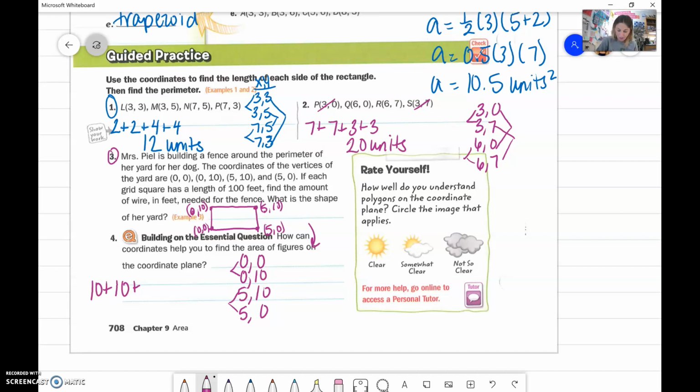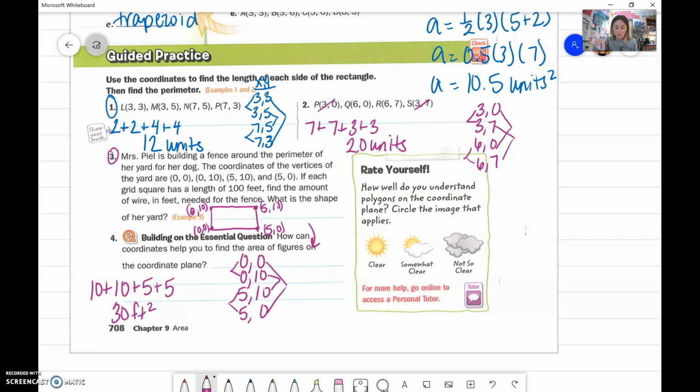The next one, I'm going to take a look at my y coordinates, 0, 0. So 5 minus 0 is 5. And then I have my y coordinates of 10 and 10. So my x coordinates, the difference of that. I have 10 plus 10 plus 5 plus 5. So 10 plus 10 plus 10 is 30. So I know that it has 30 feet.